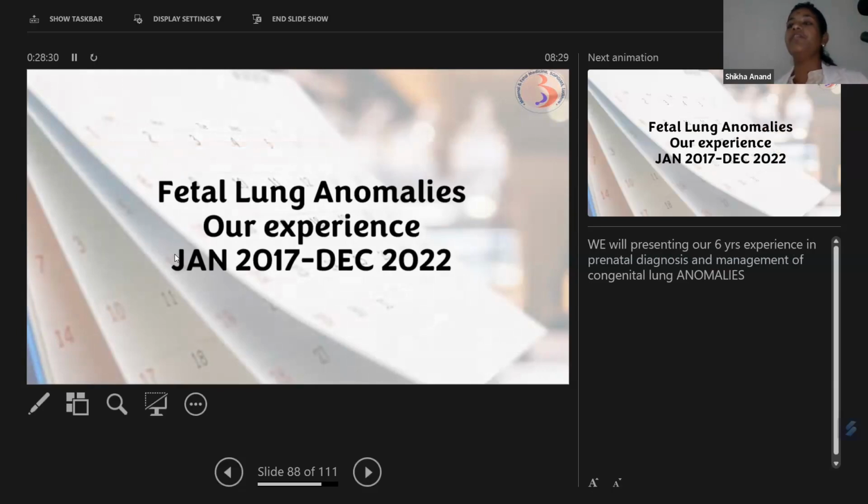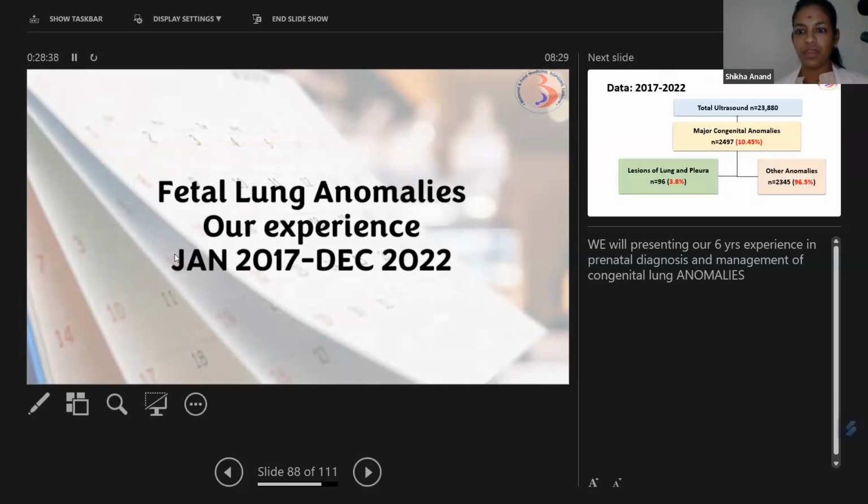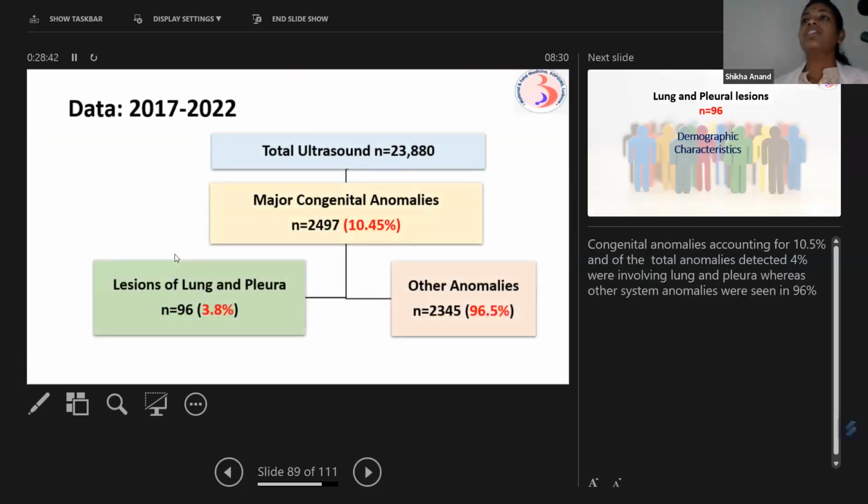Now, we will be presenting our 6-year experience in prenatal diagnosis and management of congenital lung anomalies. Congenital anomalies accounted for 10.5%, and of all the total anomalies detected, 4% involved the lung and the pleura, whereas other system anomalies were seen in 96%.